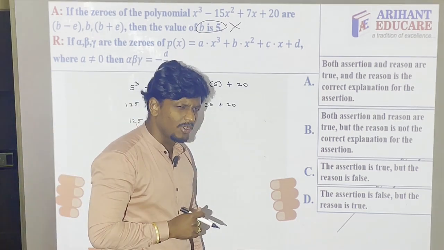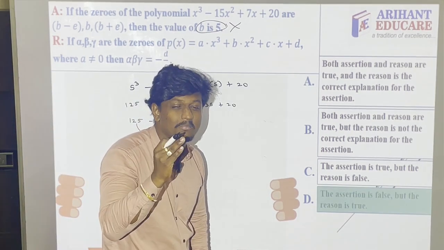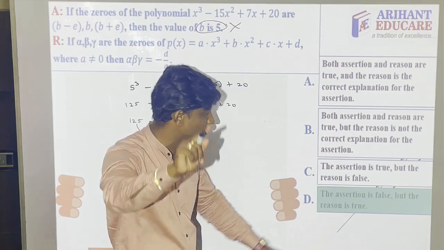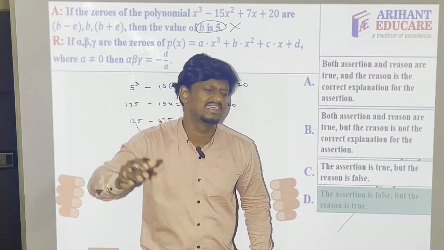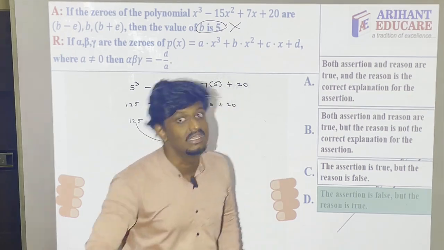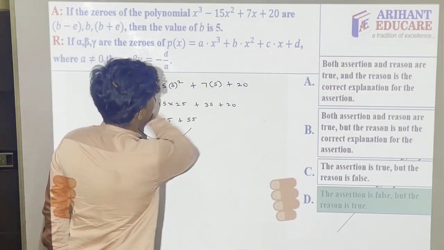If assertion is false, I am not going to even think about looking at the reason, because there is only one option which has assertion is false. So that's why I am not even going to look at whether the reason is right or wrong. Are you getting the point? This is how to save some time.